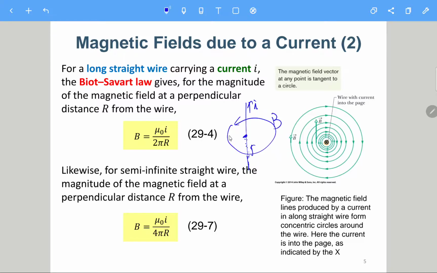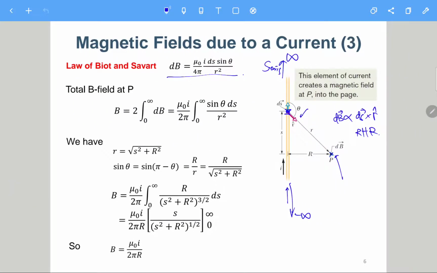You can use your forefinger to follow the direction of the B field, and then the direction of your thumb will have the same direction as the current. So this is the other way to apply the right hand rule. So going back to here, we know that dB is going into the page.